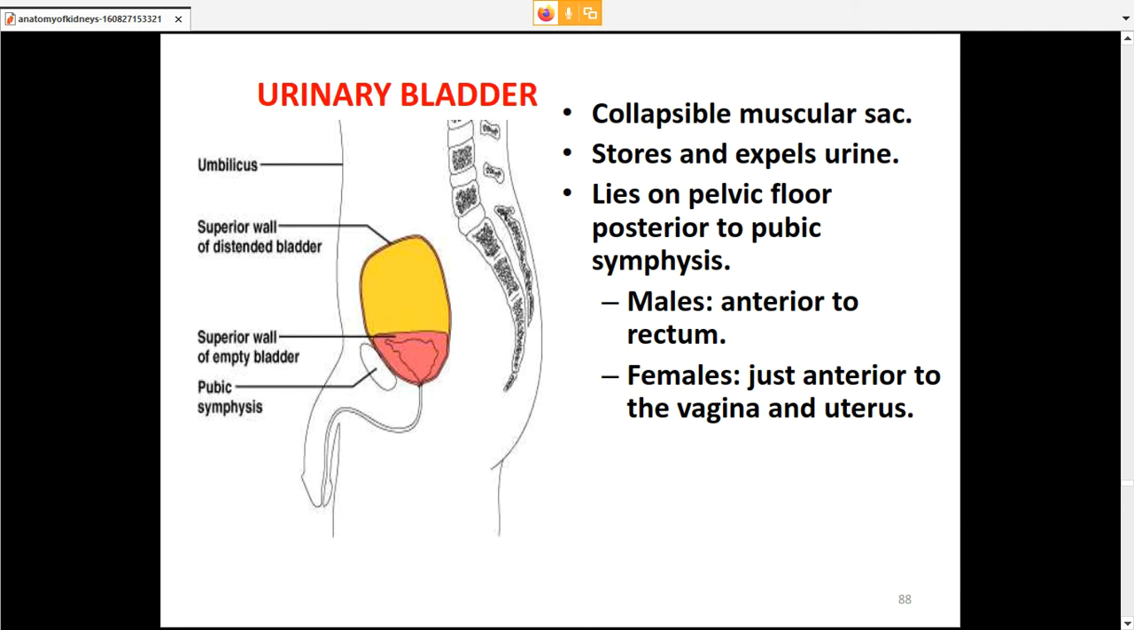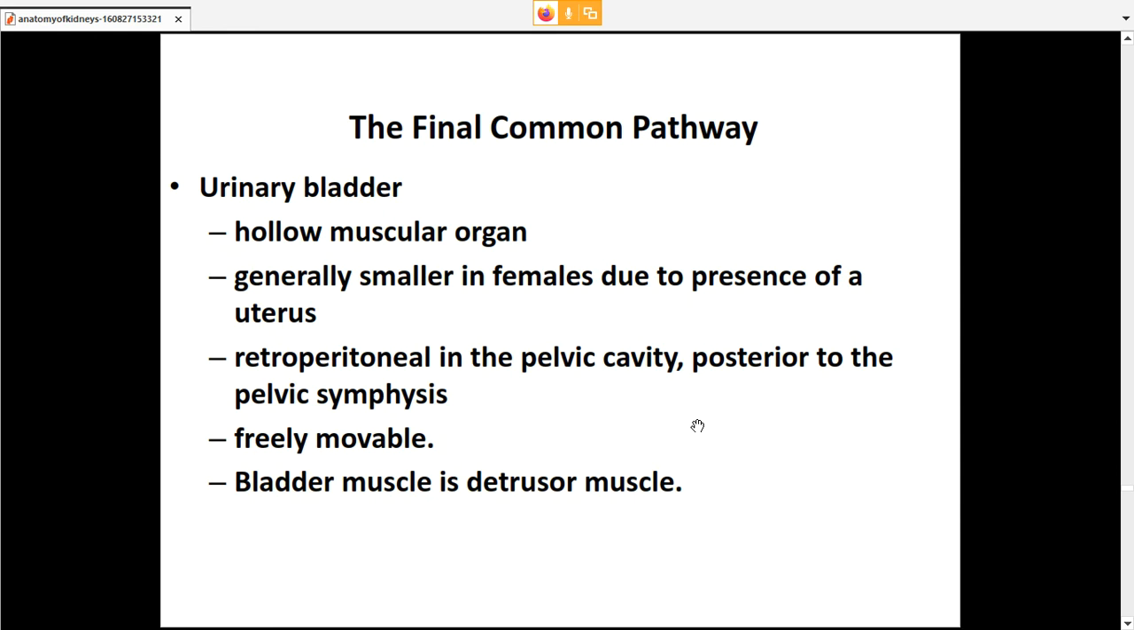Then coming to the urinary bladder, it is a bag which stores the urine, present in the pelvic region. It is a collapsible muscular sac. It stores and expels urine. It lies in the pelvic floor, posterior to the pubic symphysis. In the males, it is anterior to the rectum. In the females, it lies anterior to the vagina and the uterus.